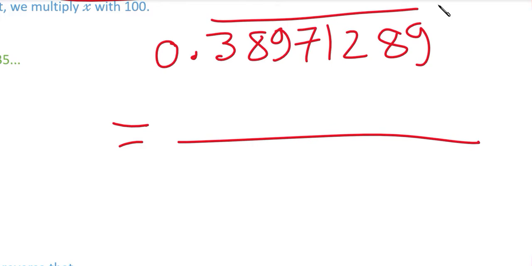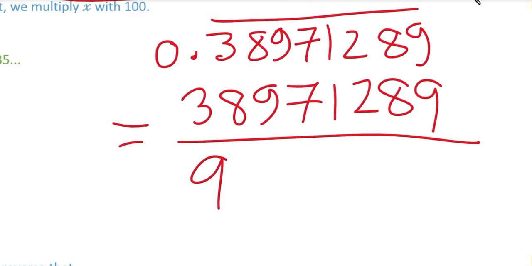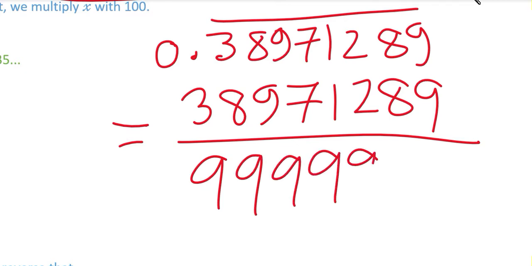Just since it is a pure recurring decimal, so just put on the digits 3, 8, 9, 7, 1, 2, 8, 9. So for every digit, put a 9. Okay, how many? 1, 2, 3, 4, 5, 6, 7, or 8 digits. So that's your answer. Isn't it simple?